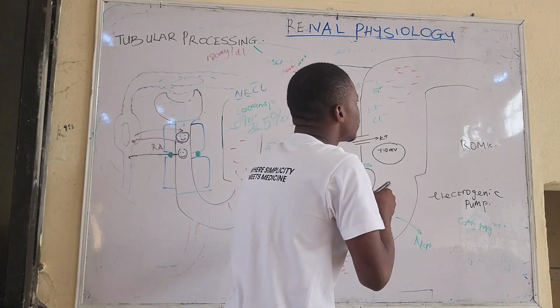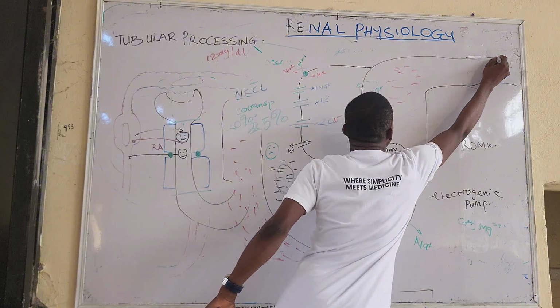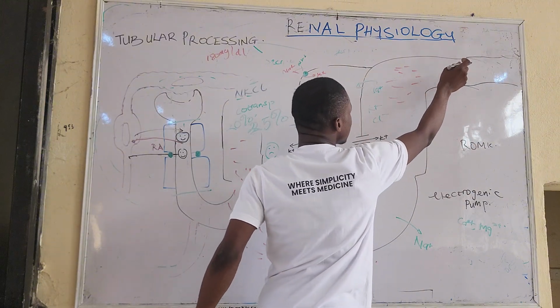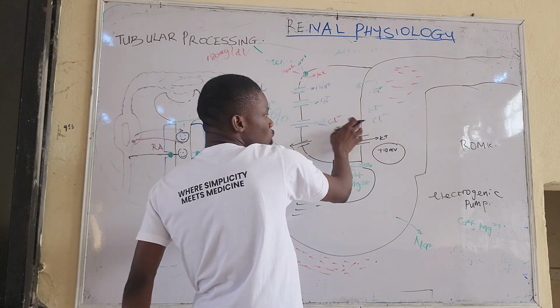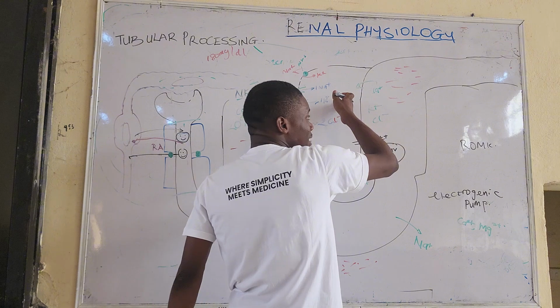Now, one more thing I want to add, let's complete this thing. At the early part of the DCT, this is the thick ascending loop of Henle. This is the DCT. This is the early DCT. Early DCT works just like this thick ascending loop of Henle.